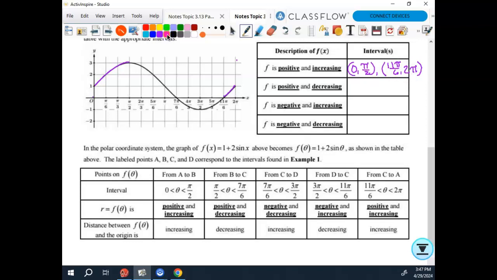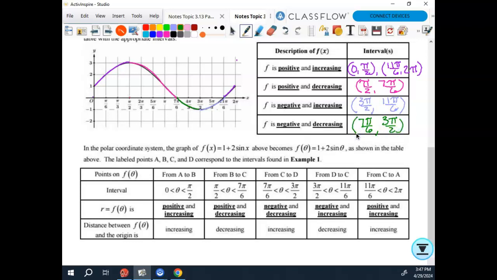Now, positive and decreasing, this is positive and decreasing. So from pi halves to 7 pi 6. All right, negative and increasing is right there from 3 pi halves to 11 pi 6. And then negative and decreasing would be right there. That is 7 pi 6 to 3 pi halves.